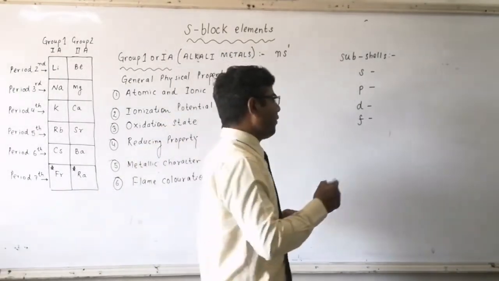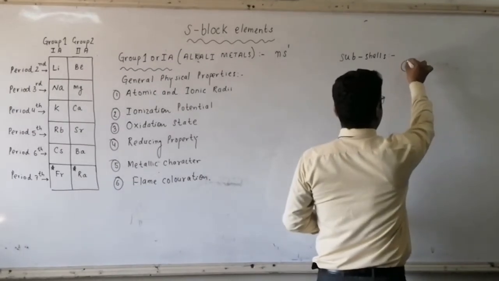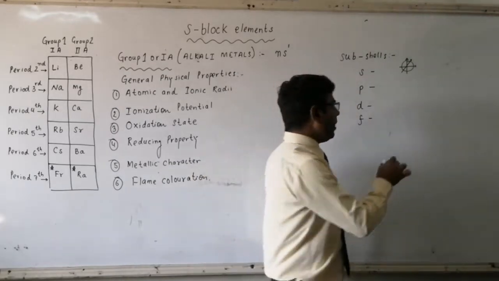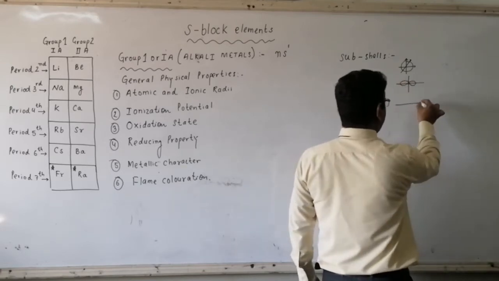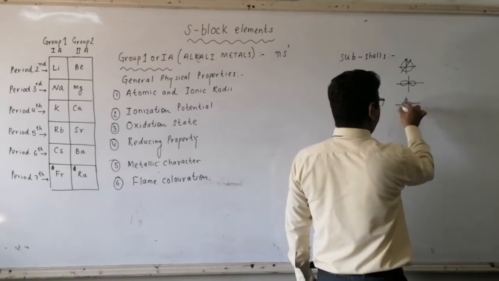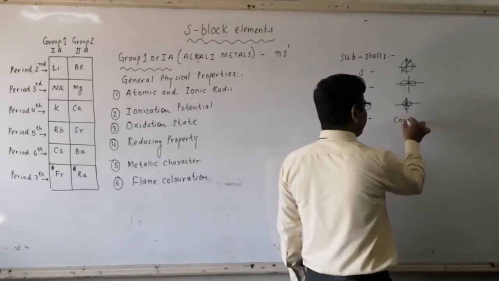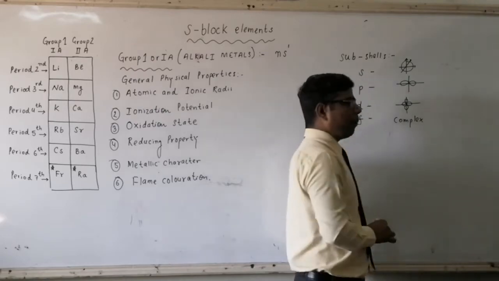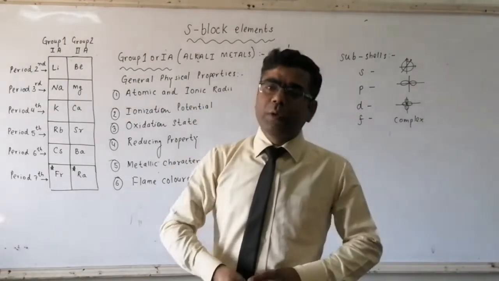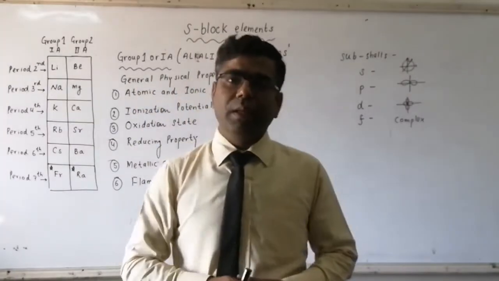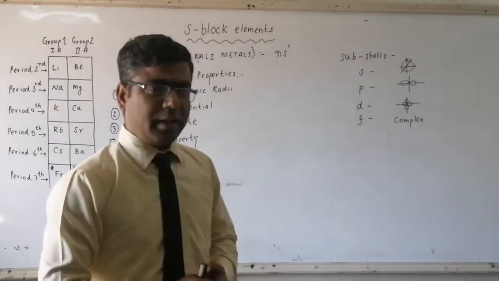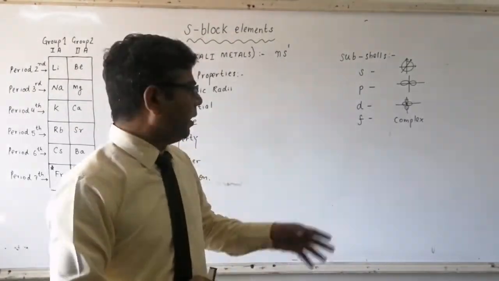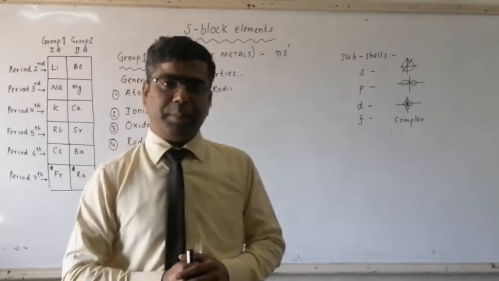S subshell has a spherical shape, just like a ball. These are the axes. P subshell has a dumbbell shape. D subshell has a double dumbbell shape, and for F subshell the shape is complex. F subshell is too diffuse, too complex, so its shape cannot be drawn. So S is spherical, P has a dumbbell shape, D has a double dumbbell shape, and F has a complex shape.